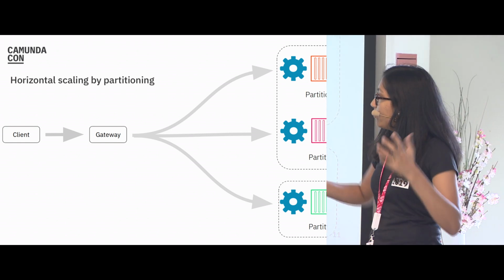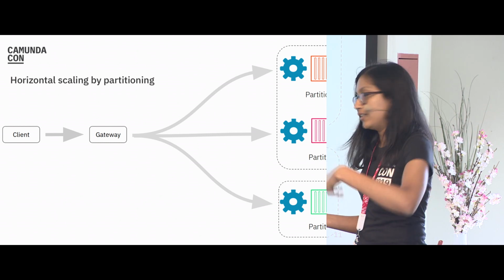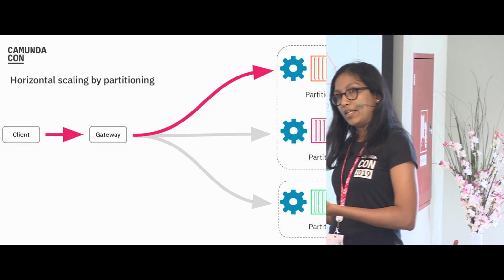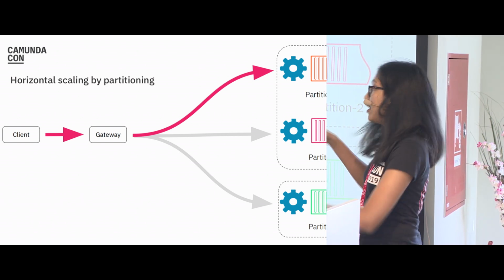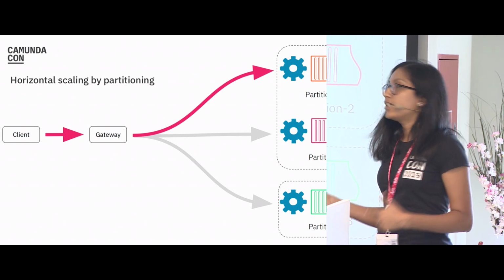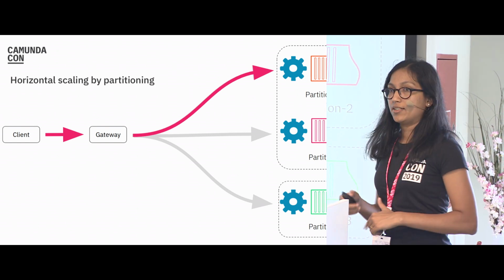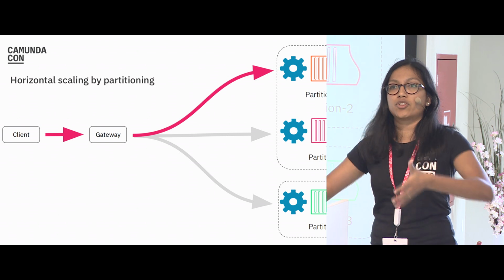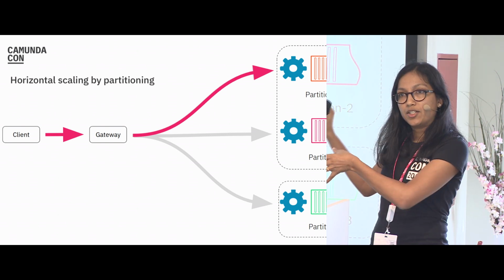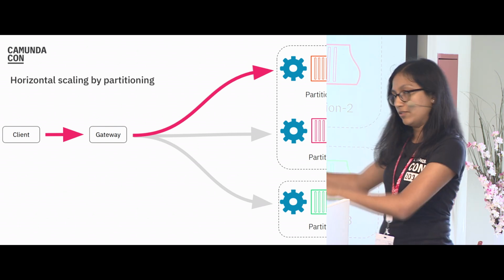Now, assume a client is sending another command to create a workflow. When the gateway receives the command, it picks one of the partitions and forwards the request to that partition. So that workflow will be created in that particular partition, and all the state needed to process that workflow will be handled by that partition for the rest of its life.